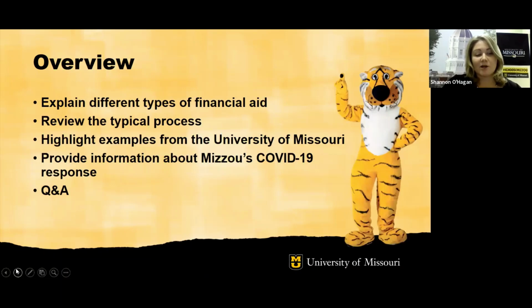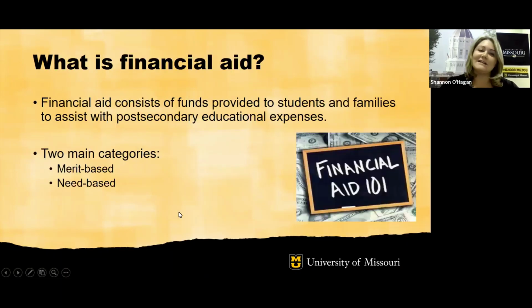I think a good starting point is to define what it is that I mean by financial aid. So for the purpose of this presentation, financial aid are the funds provided to students and families to assist with post-secondary educational expenses. So what we mean by that are the types of scholarships or other funds you receive to help you pay for what it will cost to go to a college or university in the US. And with this, there are really two main categories.